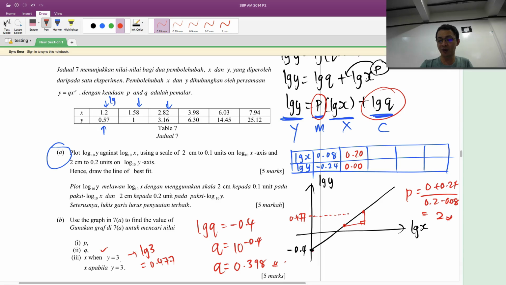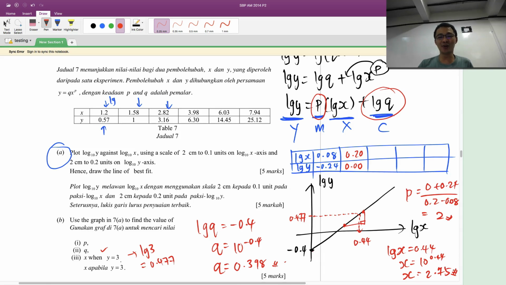So I will use the ruler to make sure it touches over here already, and then I will look down. I should get a value here that is close to 0.44. So if I get 0.44, this is not x also, this is log x. So I will say log x equals to 0.44. Then I can get my x equals to 10 power 0.44. You will get 2.75. Okay, this is how we solve p, q, and x.